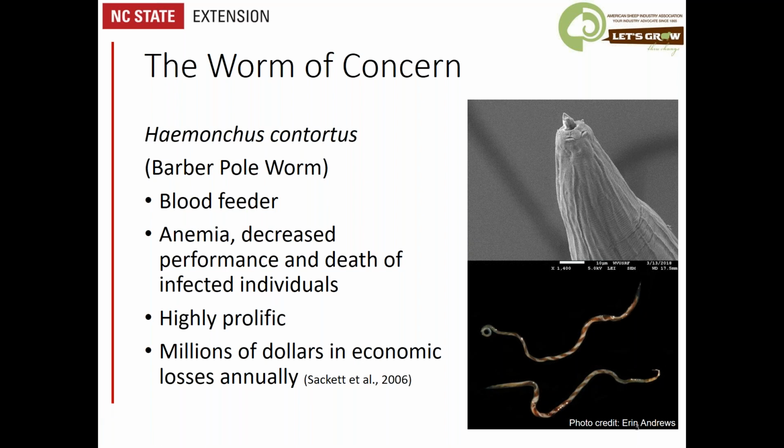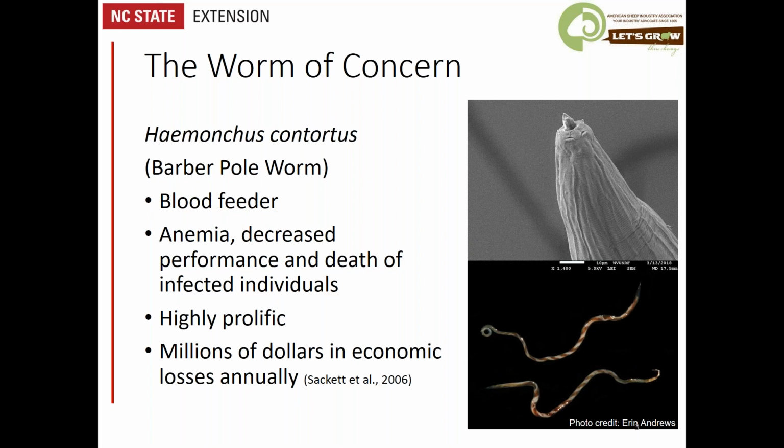And it gets its name, the barber pole worm, from the fact that when it consumes that blood, the blood-filled intestines wrap around the reproductive structures of the adult female worm, resulting in this barber pole appearance that you see in the image on the lower right. And so that's where it gets the barber pole name from. As a result of this blood feeding, it causes anemia in the host. As a result of the anemia, we see decreased performance in terms of weight gain, wool production, milk yield, and traits like that. And then we see death in severely infected individuals.